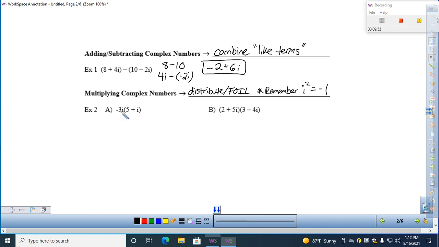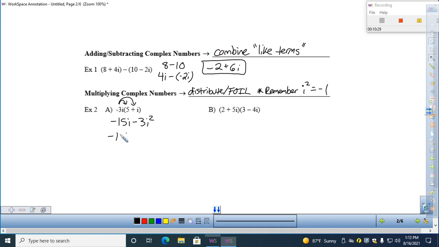One with more of a distribution of this pure imaginary number into this more comprehensive complex number there. And then the second one will be two complex numbers FOILed out together. All right, so without further ado, bring that on in. And it looks like I'll get negative 15i and minus 3i squared. Now again, it should pop up right away as soon as you see that i squared. We do want to change that to negative 1.